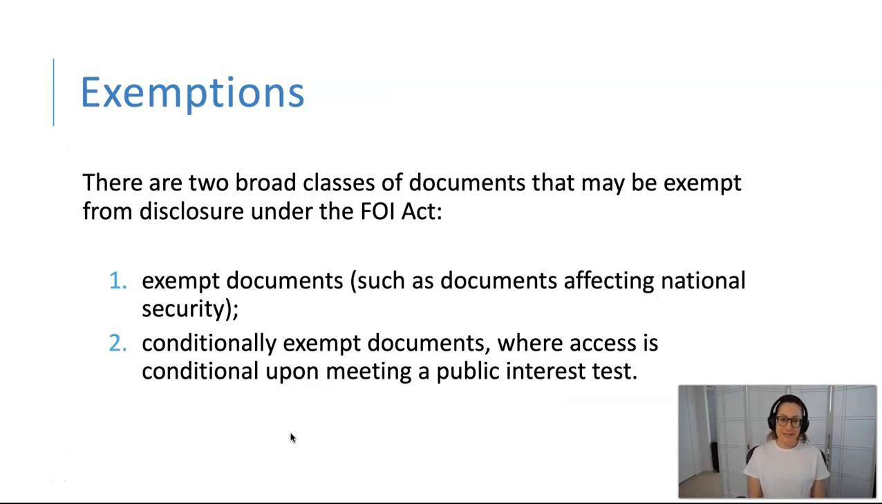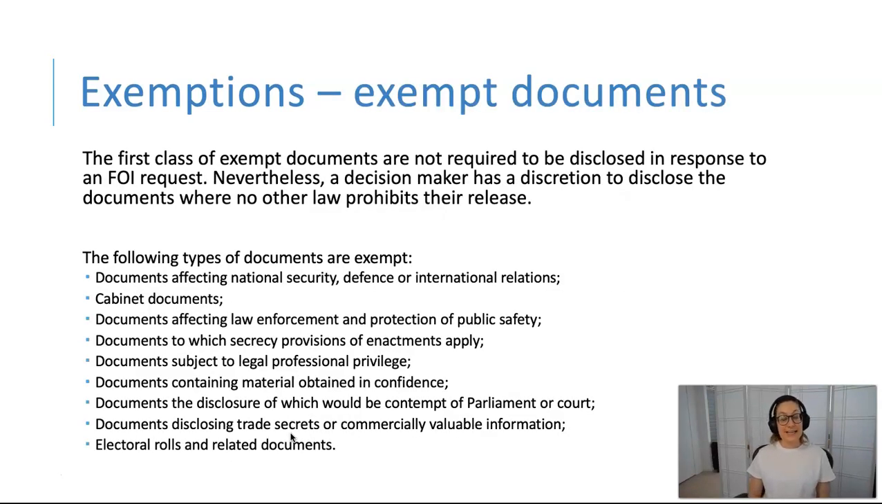All right, now there are some exemptions to FOI requests for access. Documents may be absolutely exempt, and these are usually documents that deal with national security, or documents may be conditionally exempt, and this is where access is conditional upon meeting a public interest test. So let's go through those. Exempt documents are not required to be disclosed in response to an FOI request. They may be disclosed, but they are not required, and that can simply be a refusal based on the document being exempt. And on the slide there is a list of the kind of documents that are exempt.